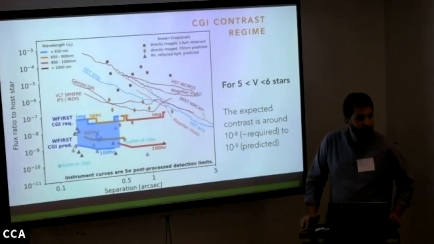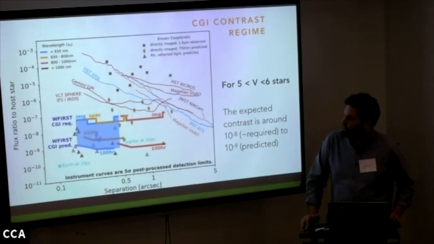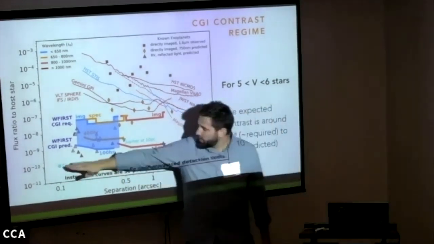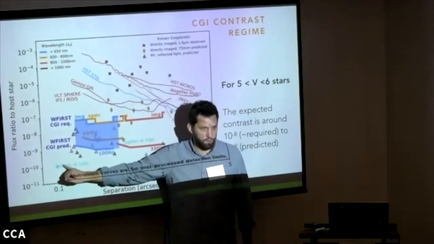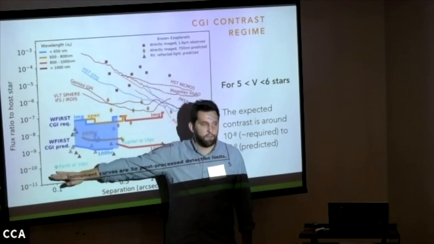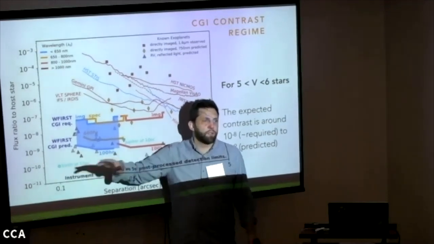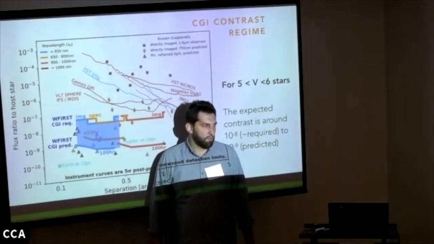Where would HabEx and LUVOIR be on here? Down below the Earth at 10 parsecs. HabEx and LUVOIR want to directly image several of those, so you need to be here. It's a stepping stone. And then the whole debate is how many of those can you access?